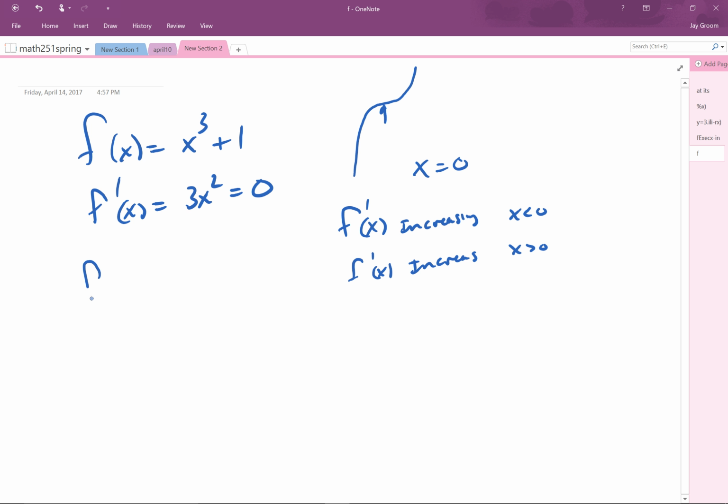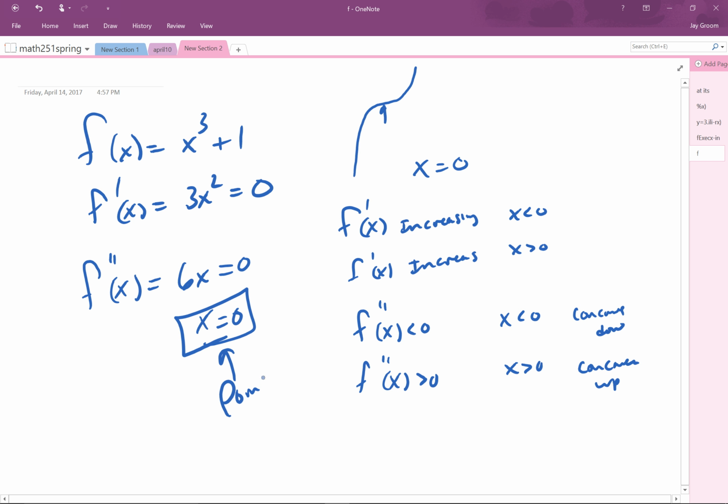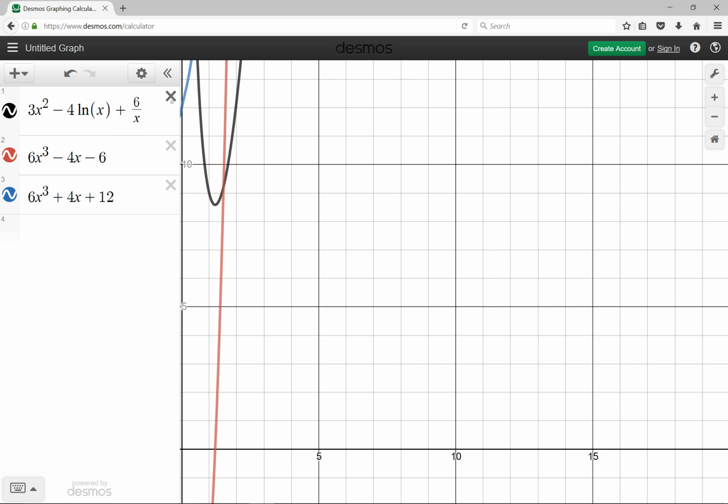Interesting. Now, let's take the second derivative. Second derivative, 6x equals 0. That means x is equal to 0. Well, interesting. So it changes. What if you put in a negative? Then it would be negative, so f double prime is less than 0 when x is less than 0, and it is positive when x is greater than 0. So it's concave down, concave up, which means that this guy right here is a point of inflection.